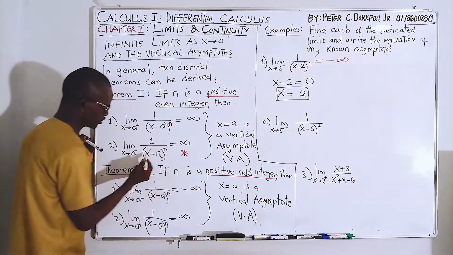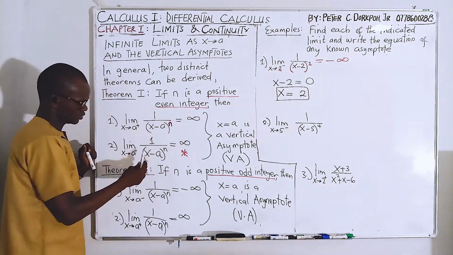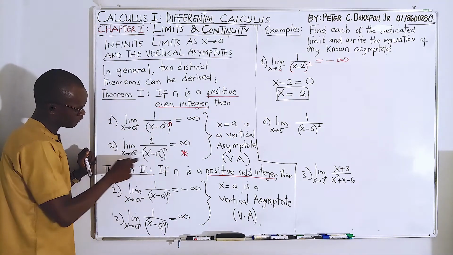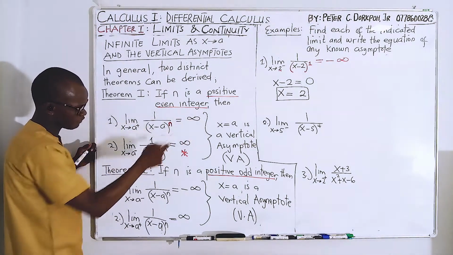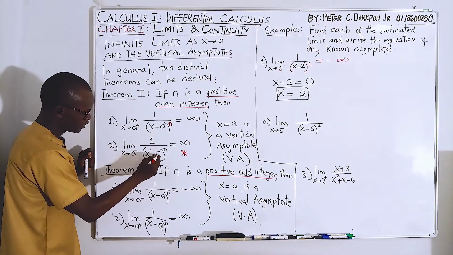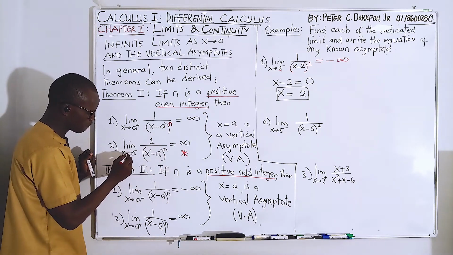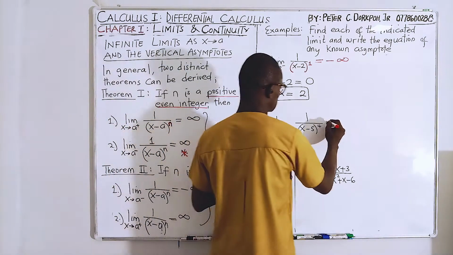Right? We consider this one. So when n is a positive even integer, that is n is now an even integer, then we have 1 over (x minus a), where a is now representing 5. So (x minus 5) all raised to the power 4, as x approaches 5 from the left, will just be equal to infinity. So this whole thing is just infinity.